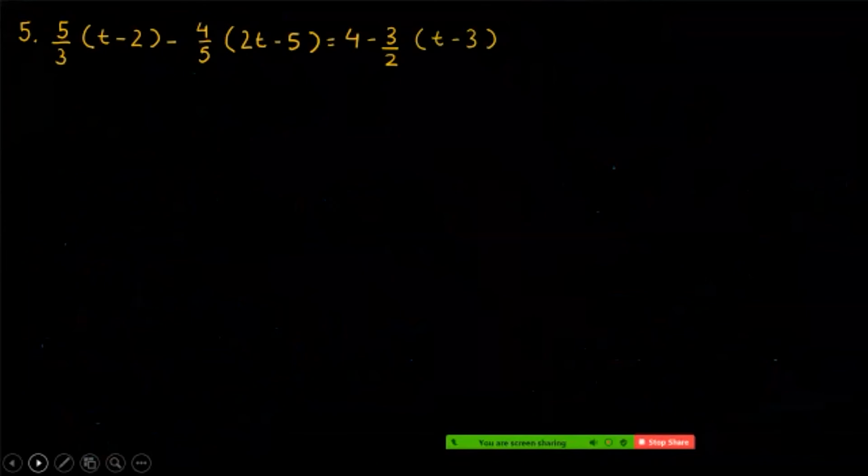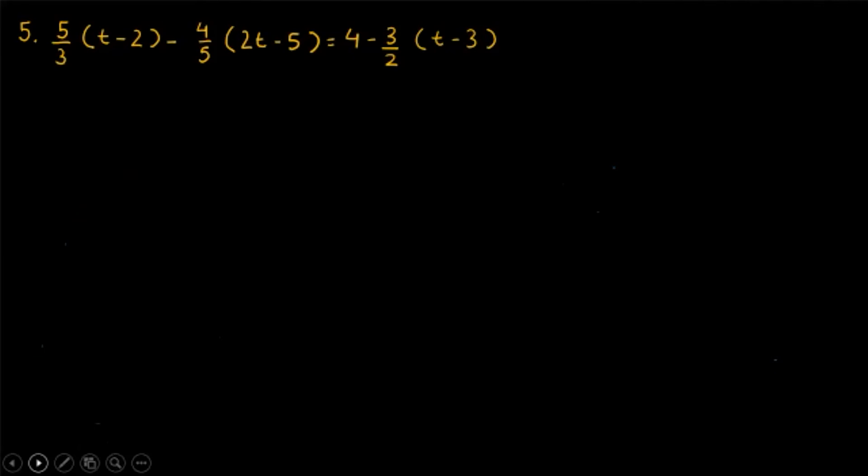5 upon 3 times by t minus 2 minus 4 upon 5 times by 2t minus 5 is equal to 4 minus 3 upon 2 times t minus 3. My gosh, this is kind of a large equation, and it would take some time to solve. But hang on, okay, we'll solve it together. First of all, let's get the distributive law working.